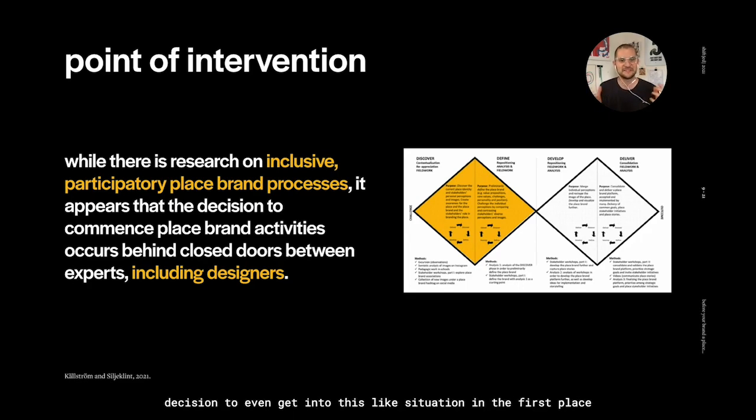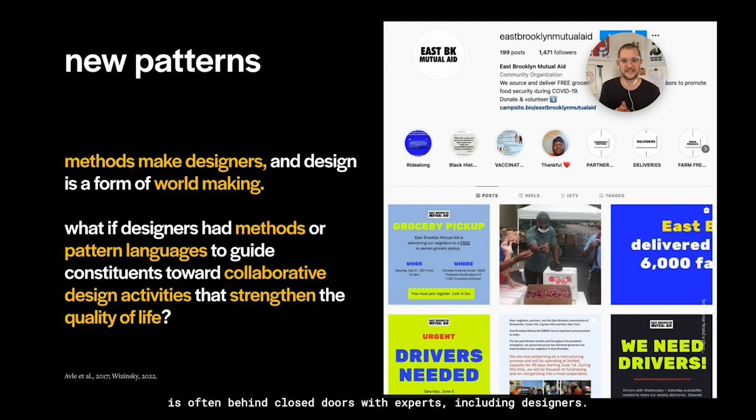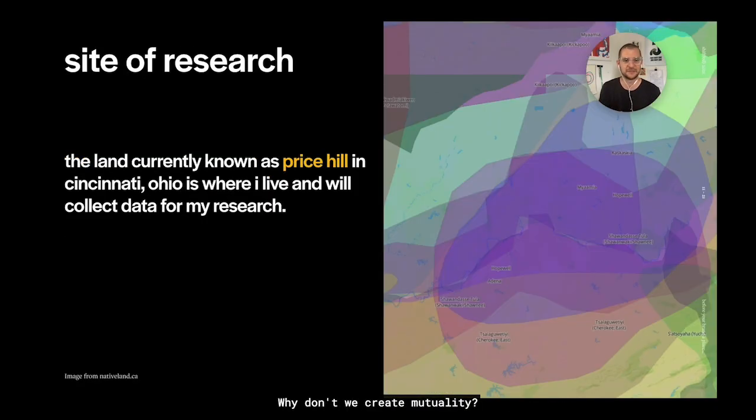But the decision to even get into this situation in the first place is often behind closed doors with experts, including designers. But what if we did something different than branding the place? Methods make designers. Design is a form of world making. And so what if these methods led to other worlds, like mutual aid projects like the one here in East Brooklyn? Instead of these place brands that end up creating competition, why don't we create mutuality?